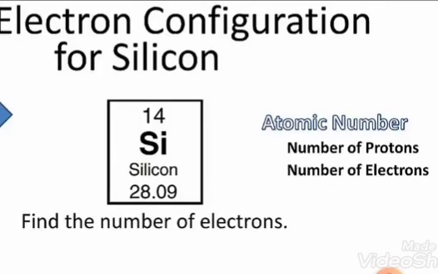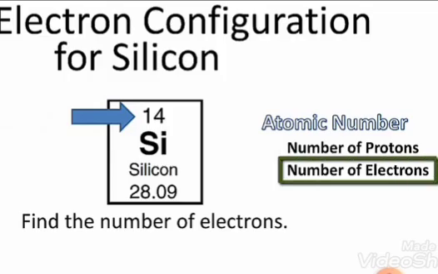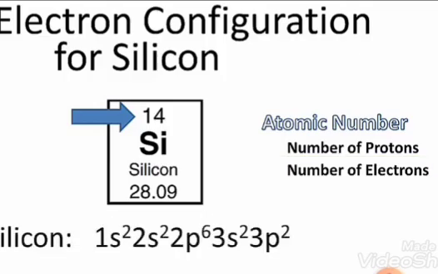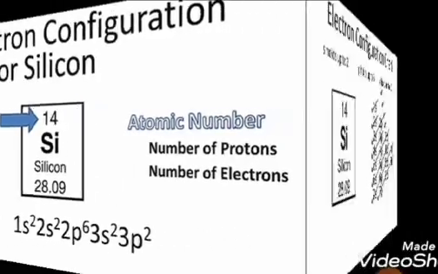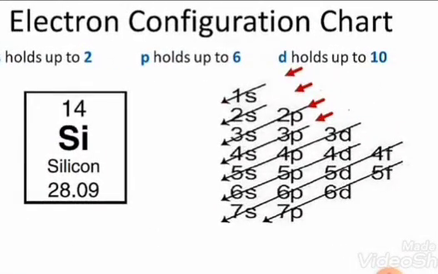To find the electron configuration for silicon, we first need to find the number of electrons for the element. We can do that by looking on the periodic table, finding silicon, and going to the atomic number. That's the number above the element symbol. It's the number of protons, but it's also the number of electrons. And once we have the number of electrons, we can use that to write the electron configuration for silicon. For silicon, we have 14 electrons to work with. We'll use the chart on the right to help us write the notation.